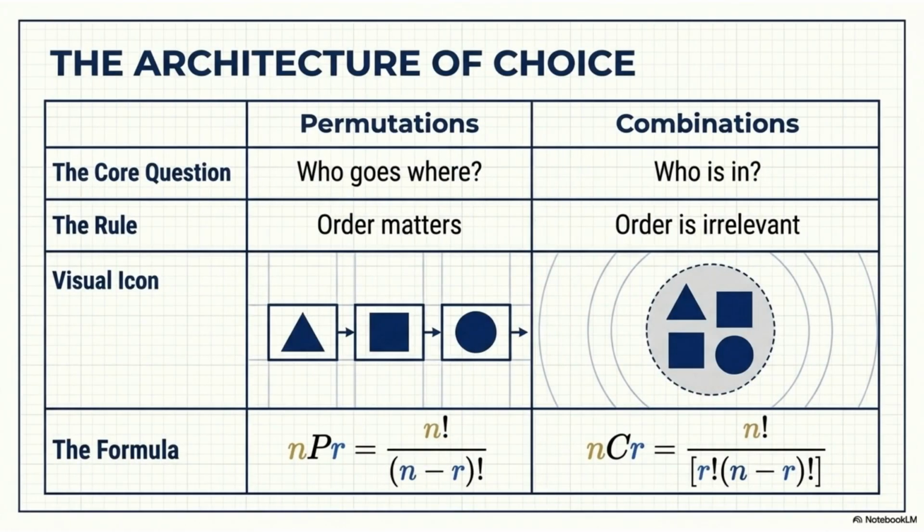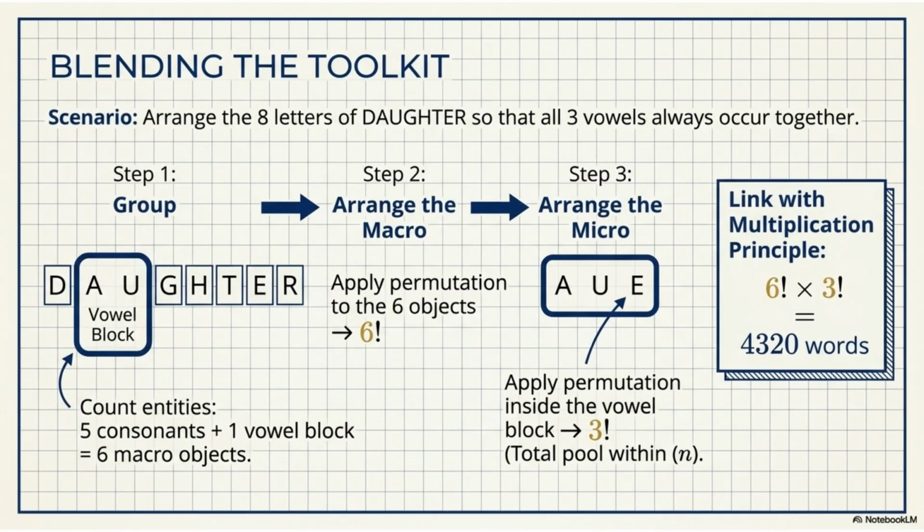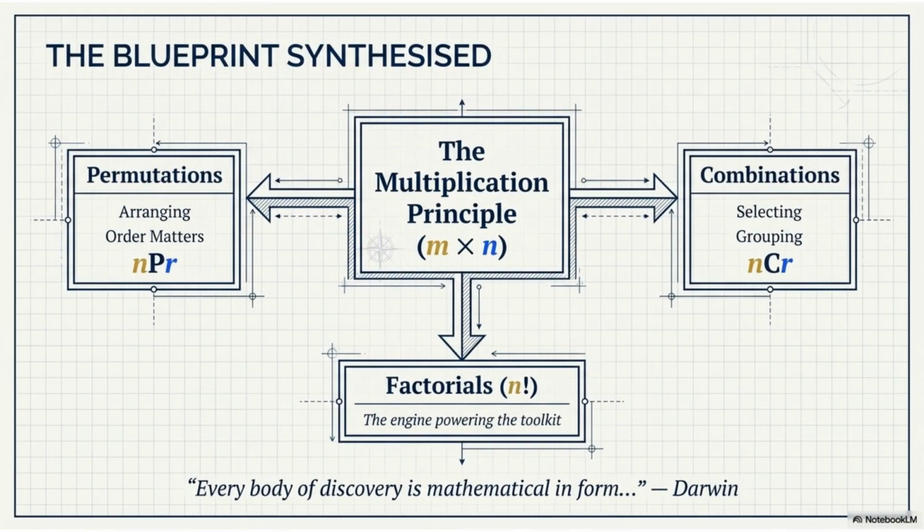To summarize the architecture of choice, use permutations when the order matters and combinations when it doesn't. Understanding these two frameworks allows you to solve a wide variety of counting problems. Sometimes you need to blend your tools. By grouping items into a single block, you can apply permutations to the macro-level arrangement and then again at the micro-level within that block. We have synthesized the blueprint of choice. Whether you are using permutations, combinations, or the fundamental multiplication principle, factorials serve as the engine powering these mathematical discoveries.